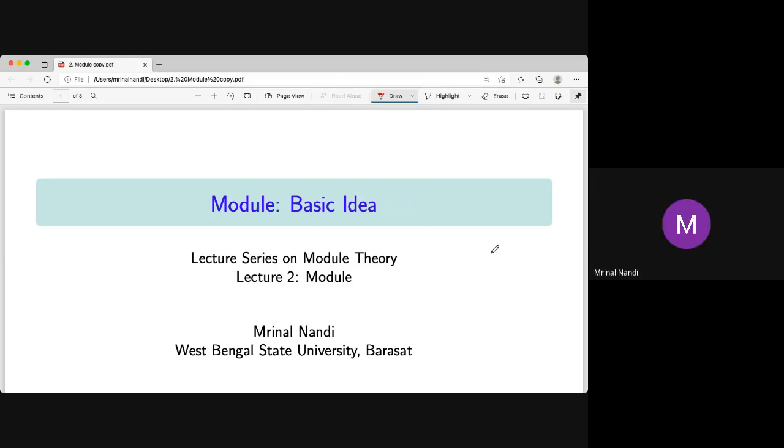So this lecture series on module theory, this is the second lecture, on the basic idea of module. In the first lecture we dealt with rings, an overview of rings. Now we go to modules, the fundamental idea of a module.